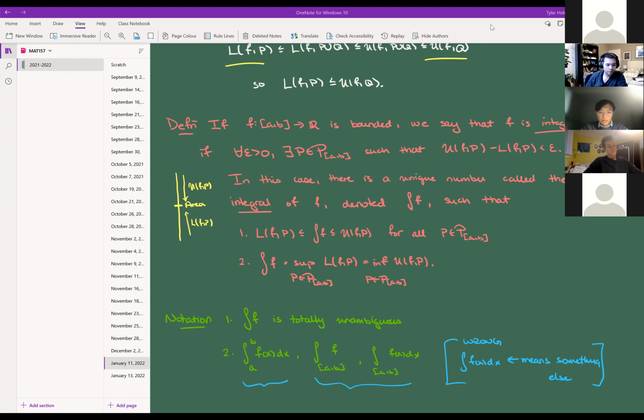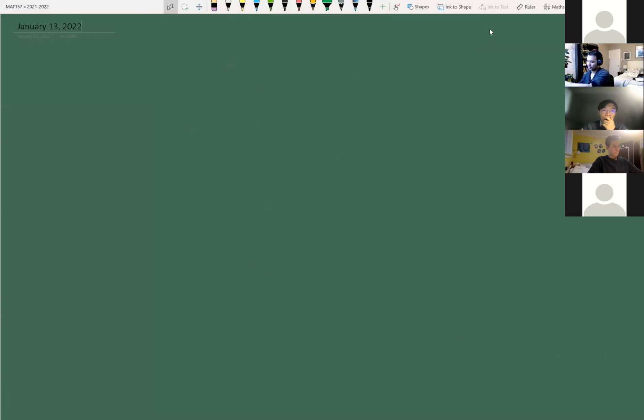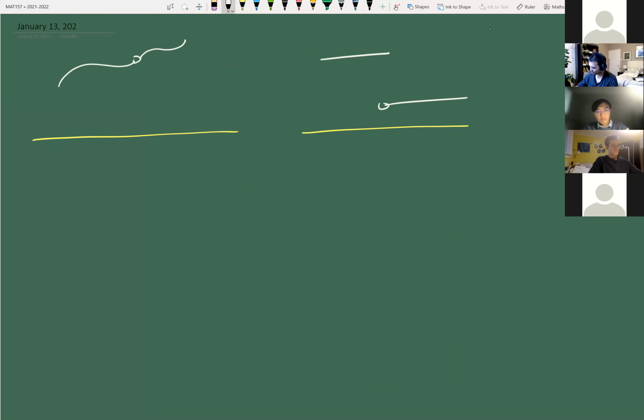If there's a removable discontinuity, it's not integrable. So you're saying if you have a function with a removable discontinuity, you could totally still be integrable, right? So for example, here, let me go to today's thing. I'll erase this in a second. But for example, this function is definitely integrable. This function, that's definitely integrable.